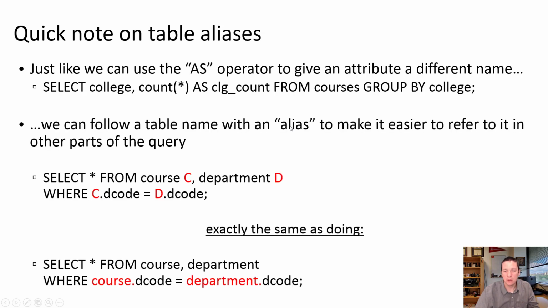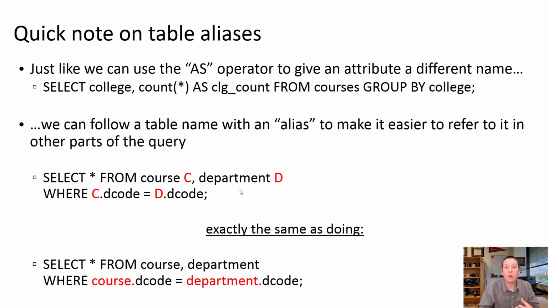Now, similarly, we can create aliases for our tables, and we don't have to use the as operator to do that. All we need to do is have a space after the name of the table and then the alias that we want to assign to it. So in this case, we're assigning an alias of C for the course table and an alias of D for the department table. So sometimes we use these aliases just as a form of shorthand to make our SQL easier to write.